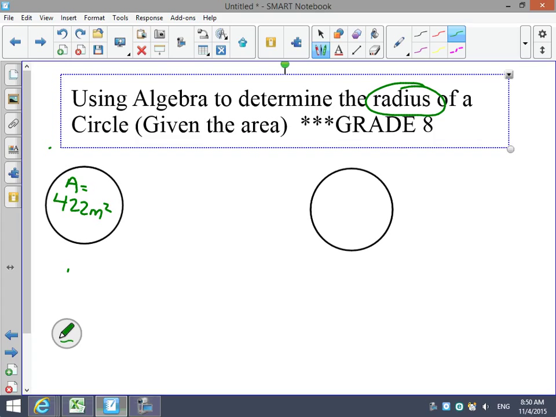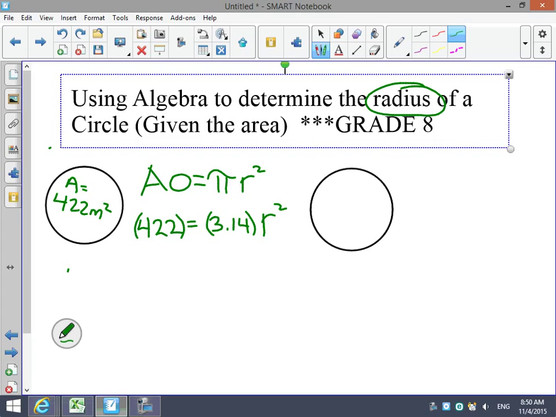Anyhow, if you were told that the area is 422 meters squared, you would still start with a formula. So area of a circle equals pi times radius squared. Now you fill in what you know. And we know that the area of the circle is 422. And we know that pi is 3.14. And all we're left to determine is what the radius squared is.